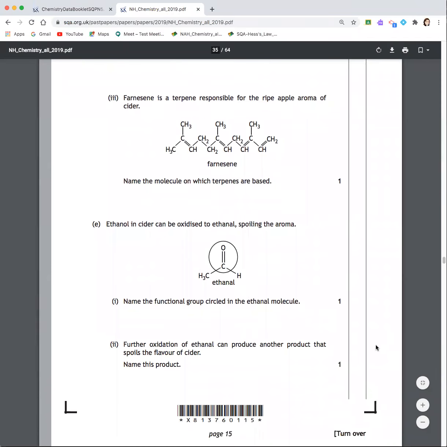And then part 2, further oxidation of ethanol can produce another product that spoils the flavour of cider, name this product. So if you oxidize ethanol, which is an aldehyde, you will make a carboxylic acid. The carboxylic acid that would occur from ethanol is ethanoic acid because it's got 2 carbons. So you have to specifically name the ethanoic acid because it tells you you're starting with ethanol.